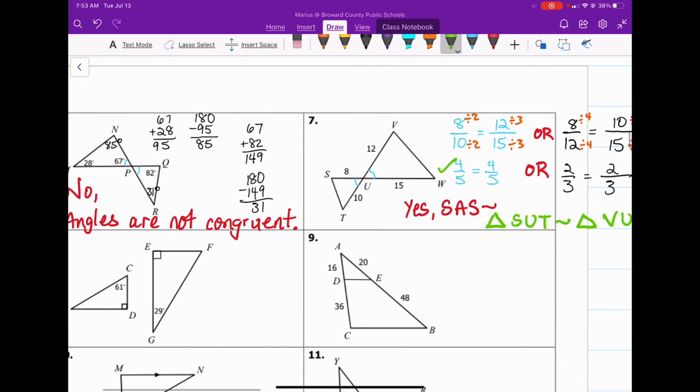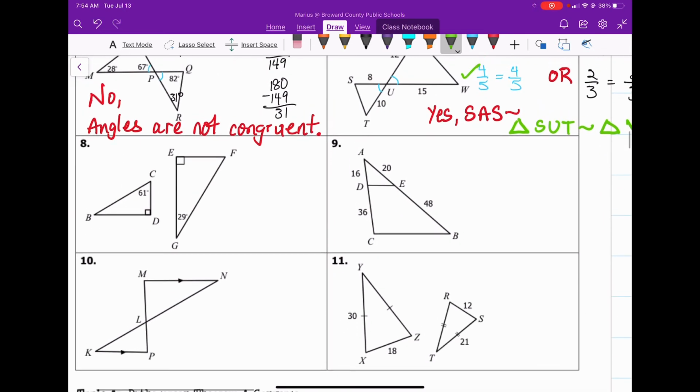All right. Let's take a look at number 8. Number 8, once again, for this one, we don't have any side measures, but they gave us angle measures. So we obviously need to find the missing angles for each one of these right triangles. Okay? So for the first one, we have 90 plus 61. That's equal to 151. And then 151 from 180 is 29. So this becomes 29 degrees.